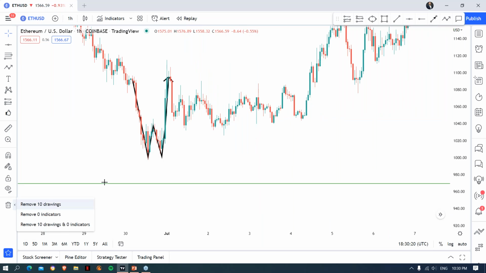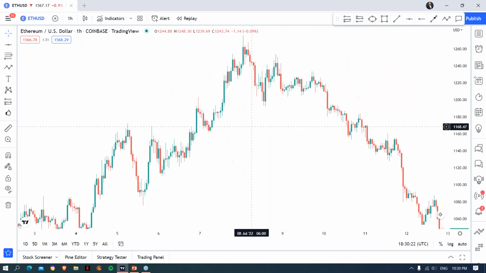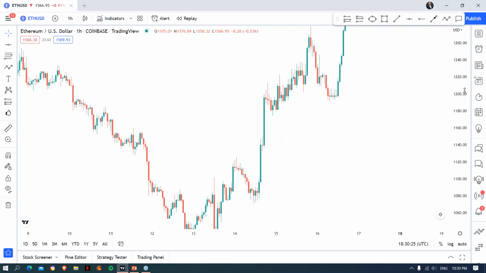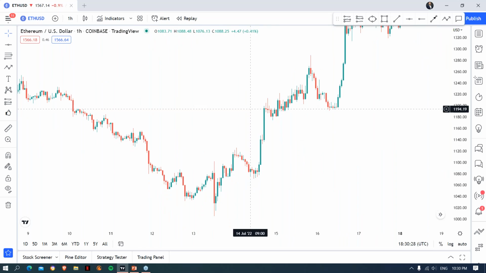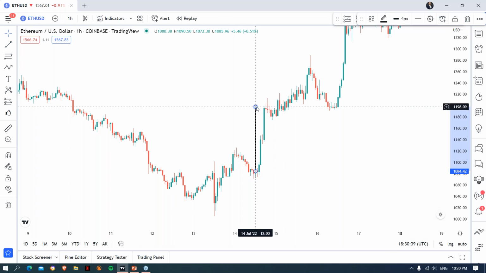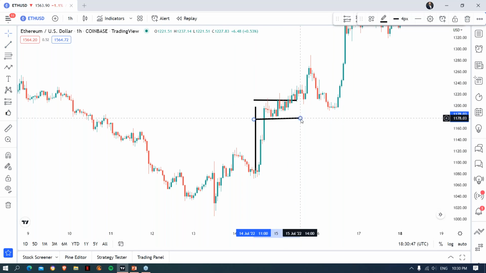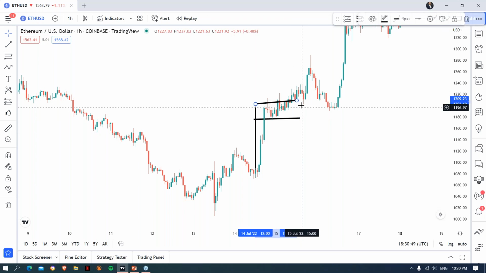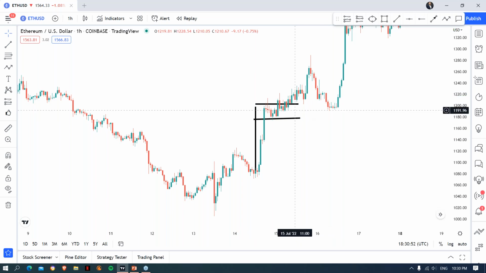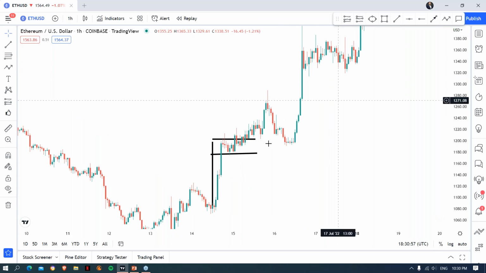Let's delete all of this. Flag, flag, flag, flag. Okay, this is the flag. See how the movement is really strong from here to here? In 2 hours, the market jumped from 1,084 to 1,200. Then notice how the market moved sideways for a while. And this basically looks like a flag. That's why we call it a flag pattern. And like we said, it's a continuation pattern. Notice how the market actually continued going up after it.